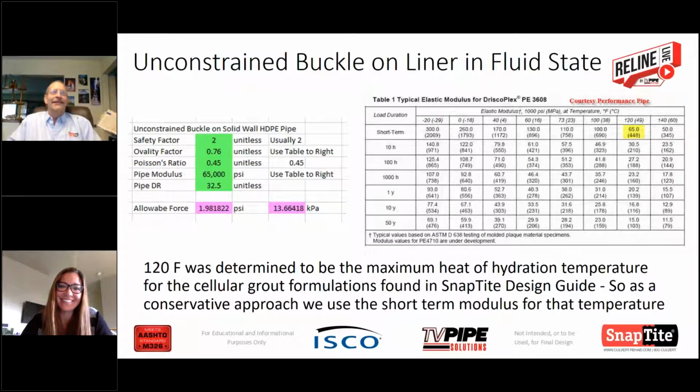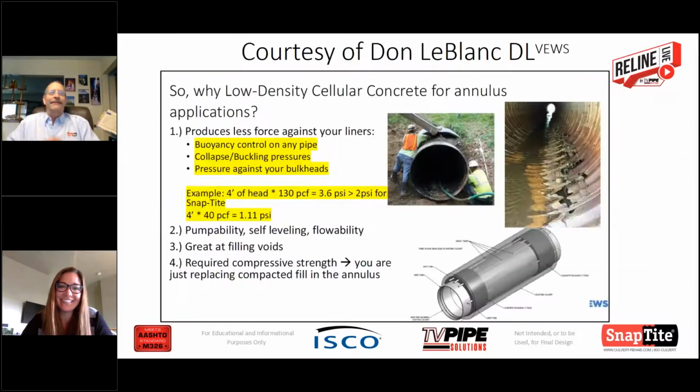But yet, as designers and as installers, sometimes we tend to forget that lesson. Well, here's a slide that Don LeBlanc presented with DL views in his discussion on grout. And Don's obviously as smart as a first grader. He's pointing out here that when we use a low density cellular grout, you're really helping to mitigate the pressures that might happen on your bulkhead and that might happen on your host pipe or your liner pipe. Yeah, so he's also pointing out.